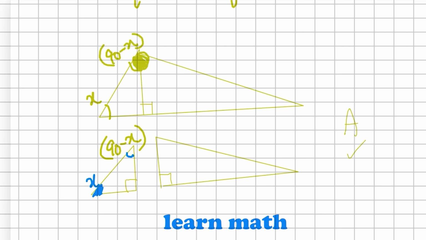How much is this total angle? Do you remember? This total is 90, and some portion was 90 minus x. So the rest of the angle will be 90 minus the yellow angle. Yellow angle is 90 minus x. After simplification, what is the answer?